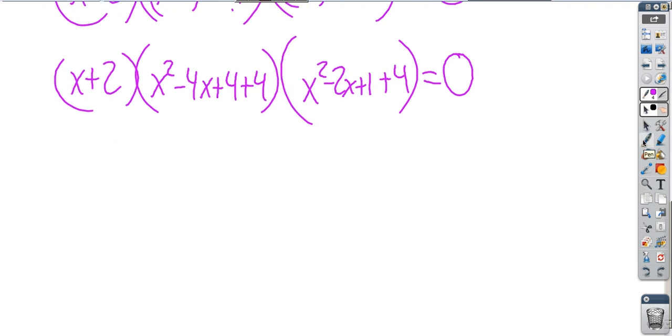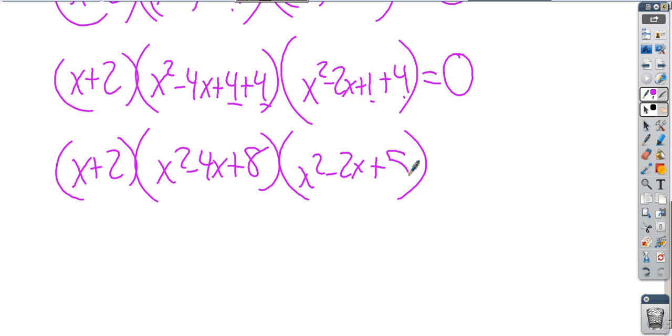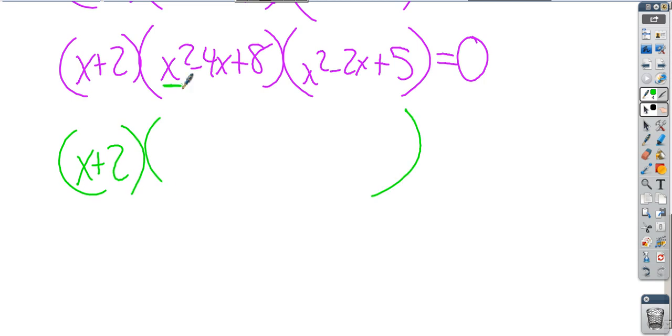And then we just have to simplify a little bit more, so we still have that x plus 2. When you add 4 and 4, you get 8, so x squared minus 4x plus 8. This right here, x squared minus 2x plus 1 plus 4 would be plus 5. And we're almost there. I know I've said that a couple of times. This is definitely a longer problem. Now let's just distribute this out. So we're going to have x plus 2, and we'll distribute this whole thing right here. So x squared times each of these terms will be x to the 4th minus 2x cubed plus 5x squared.